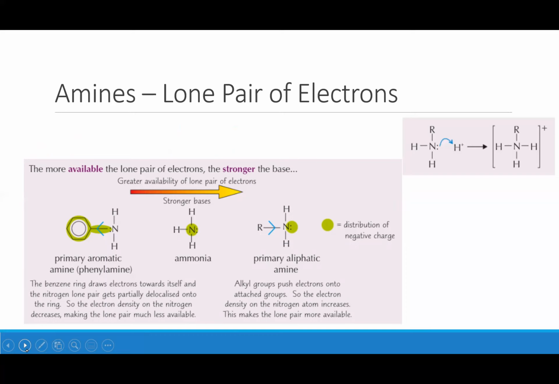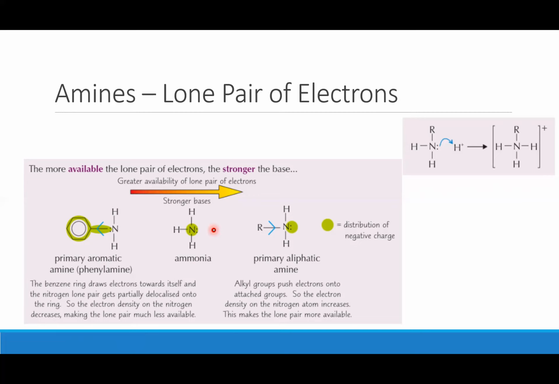So this is that idea. The more available the lone pair of electrons is, the stronger the base. If we look at the primary aromatic amine, we'll use phenylamine as an example. Our benzene ring draws electrons towards itself, and the nitrogen lone pair gets partially delocalized onto the ring. So in this situation, the electron density of the nitrogen decreases, and the lone pair is a lot less available. If we look at ammonia in the middle, we've got that lone pair fully available.